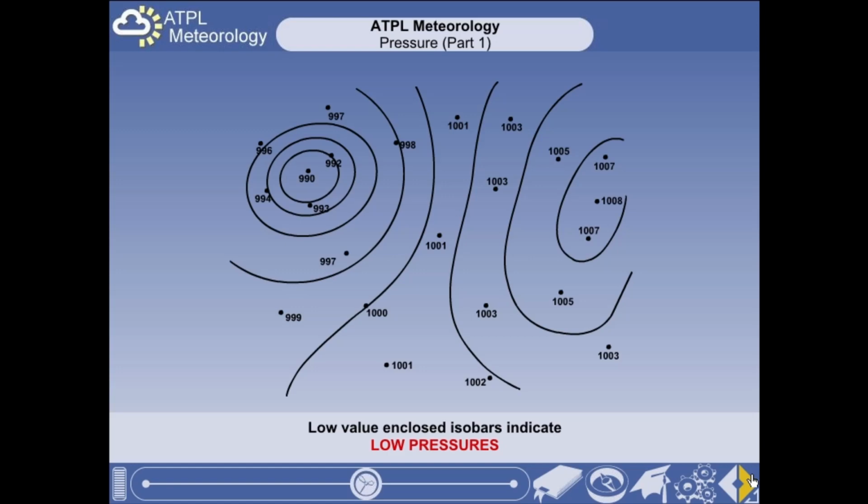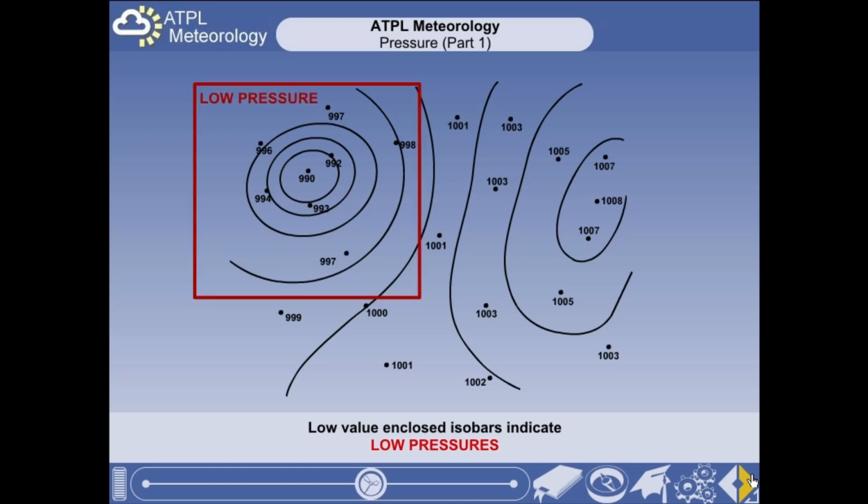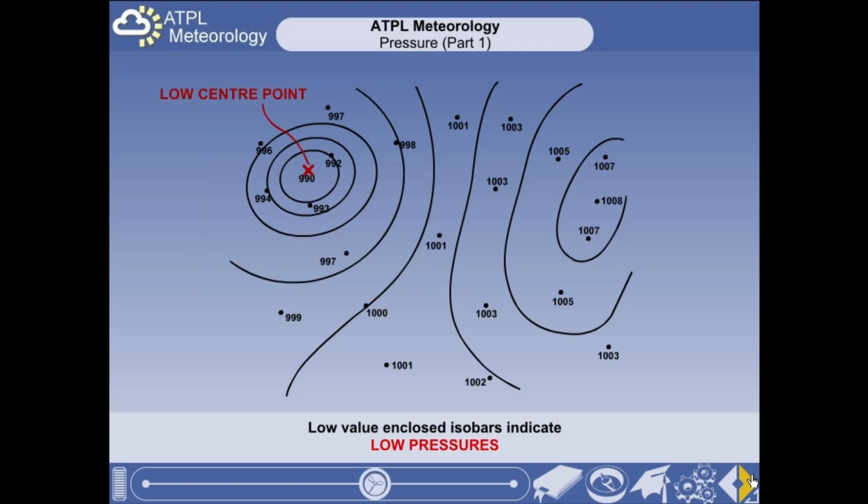Lower value isobars indicate a low pressure. A concentric low-value enclosed isobar shows the lowest pressure and reveals the center point. These systems can range from tens of nautical miles wide to hundreds and even 1,000 miles wide. Note, though, that the spacing between the isobars in the low can be smaller than those found around high pressures. This means that the pressure gradient, or the change in pressure with distance, can be greater within a low-pressure system than in a high-pressure system.